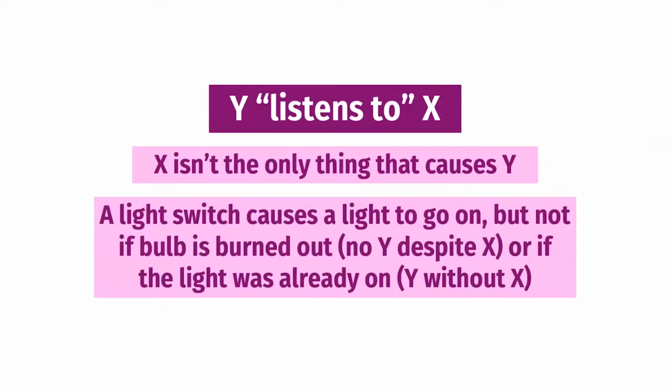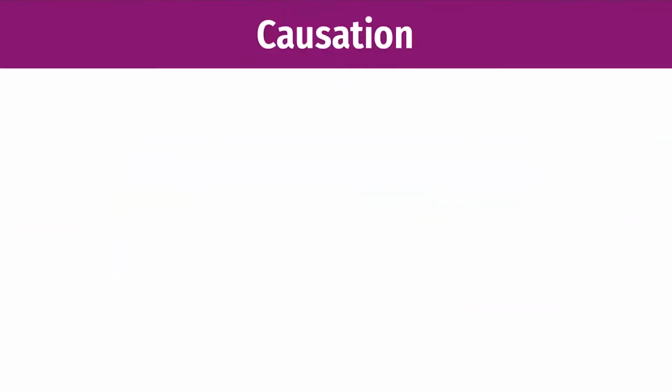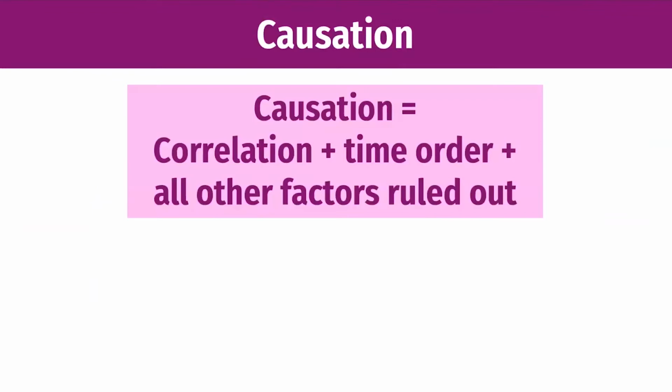Okay, so beyond the whole listening idea, this is kind of another way of thinking about it. Causation is correlation plus time order plus all other factors are ruled out. So the rooster, there is correlation. Time order is backwards. The rooster's making its noise because the sun is coming up, not causing it to come up. And all other factors ruled out, like there's space, there's orbits. It's not just the rooster. So there's no causal story there.